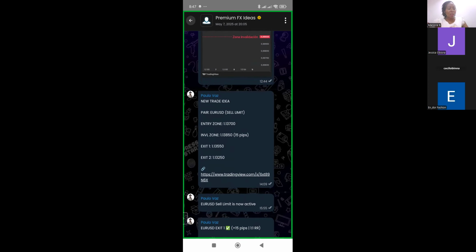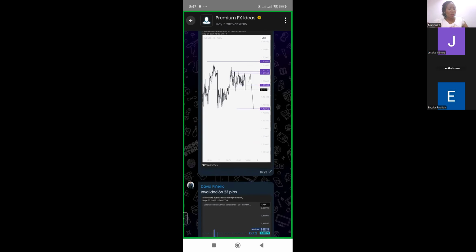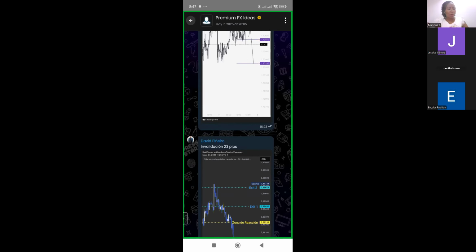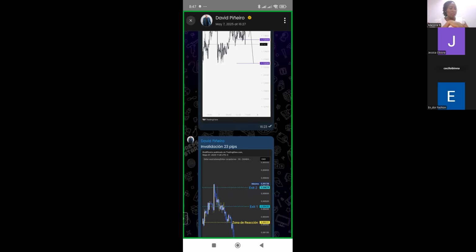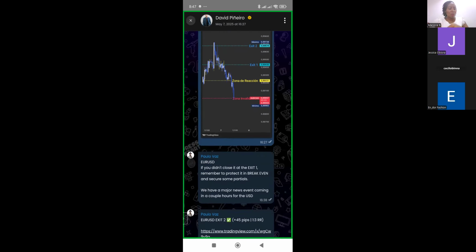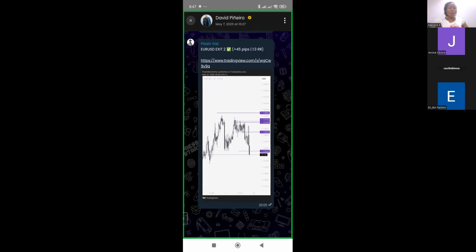Euro USD sell limit was 15 pips in profit, or you could have just done your own thing. Which one was this one? Dollar. Okay. AUD CAD was invalidated, 23 pips. So look at Euro USD, 45 pips. I think we had about 6 or 7 trade ideas. You don't need to take everything. Just take one or two. And then you're done.